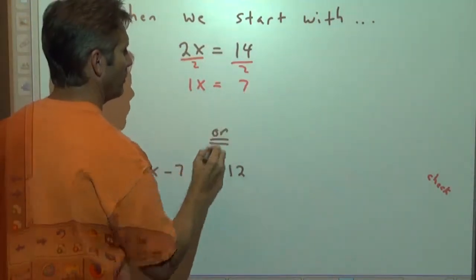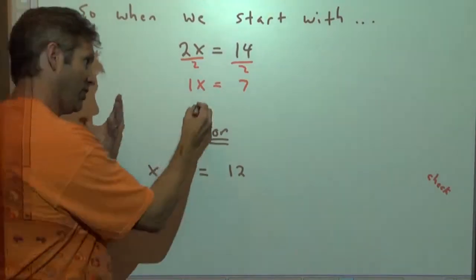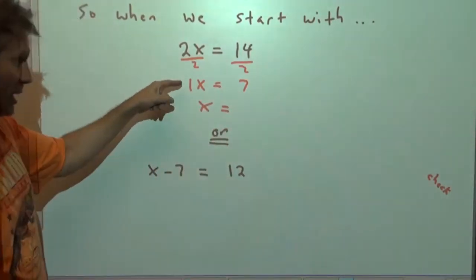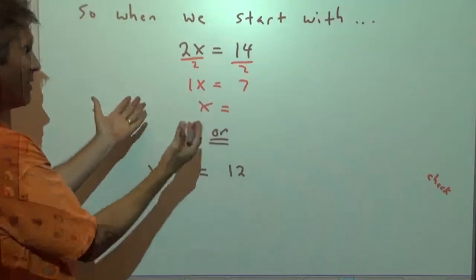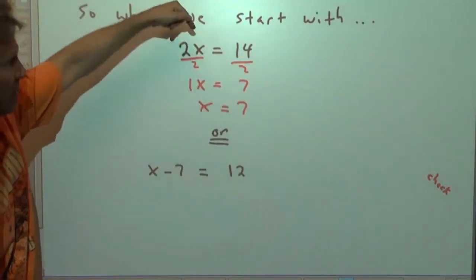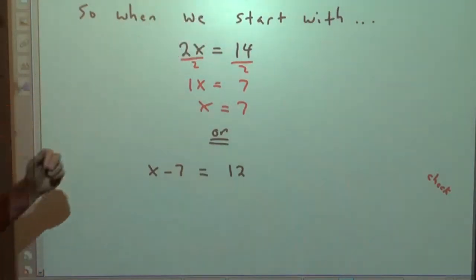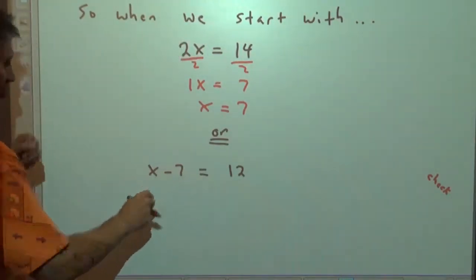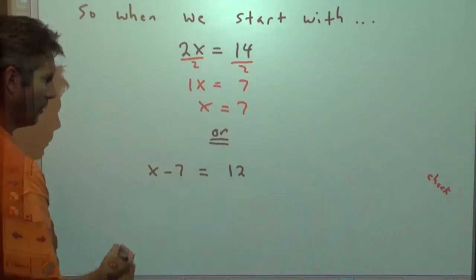14 divided by 2 is 7. 1 times x is just x. By creating the multiplicative identity, I know that I have solved for x. My answer is 7. I can always check my work by putting a 7 in for x. 2 times 7 is 14. If it's subtraction, I want to create a 0.